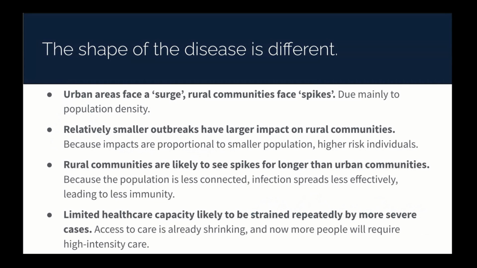In thinking about spikes within rural communities, again, the smaller outbreaks more frequently are going to have a larger impact on rural communities than the equivalent surge does in a large community, both because it's more consistent over time, but also it's a large portion of the population. And one of the concerns is that rural communities are likely to see these spikes for longer than urban communities are going to see the surge.